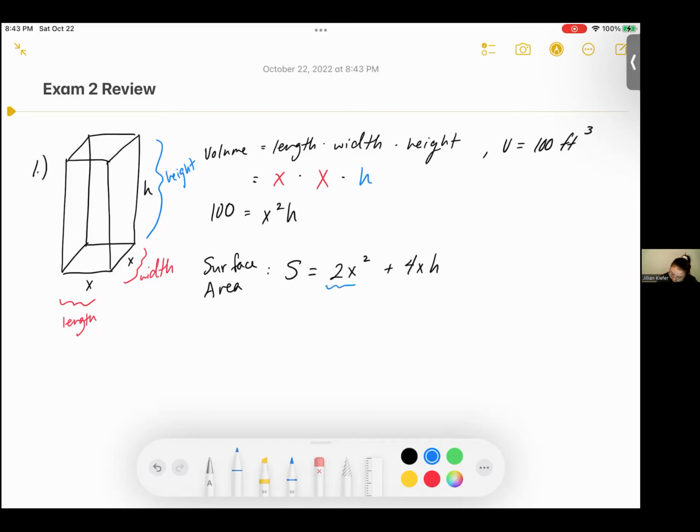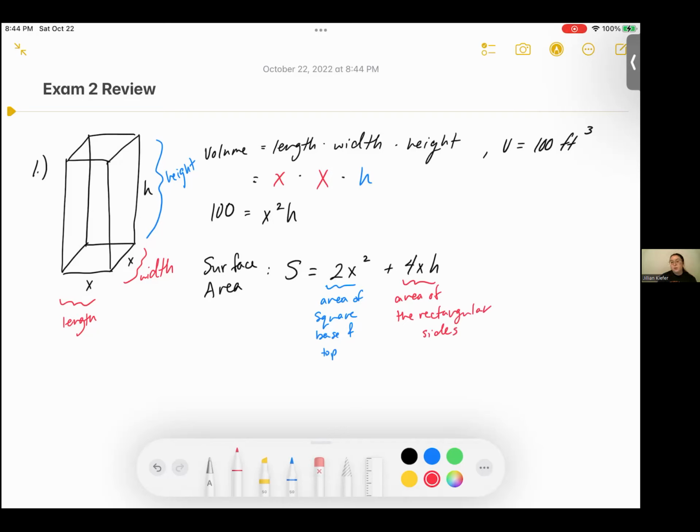Because we have here the area of the square, and it's the base and the top. And then over here, we've got the area of the rectangular sides. So that's how we get our equation for surface area.